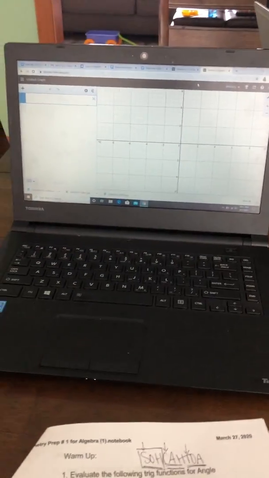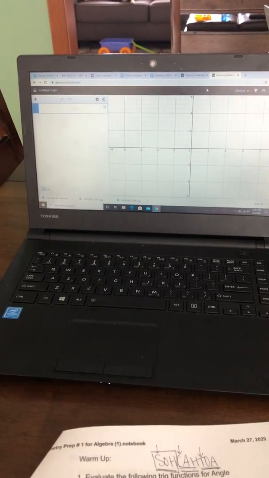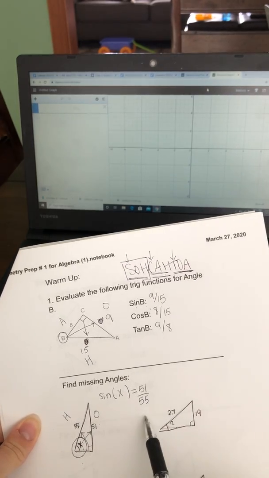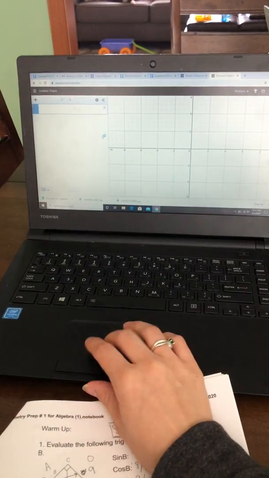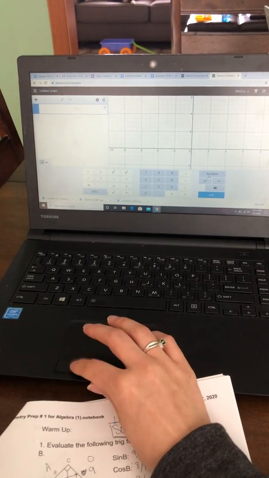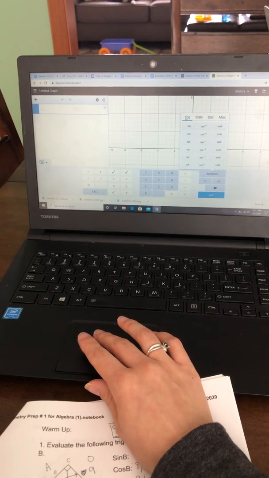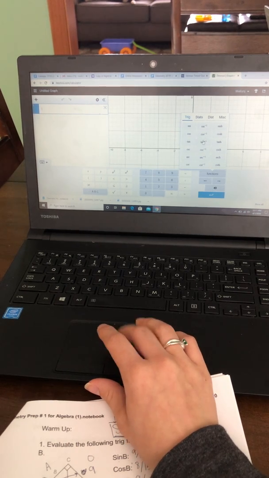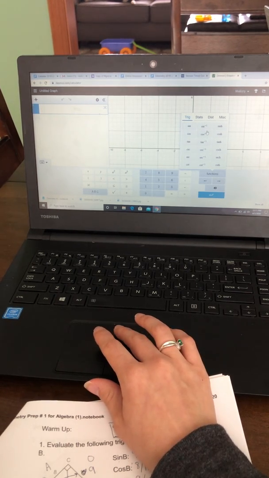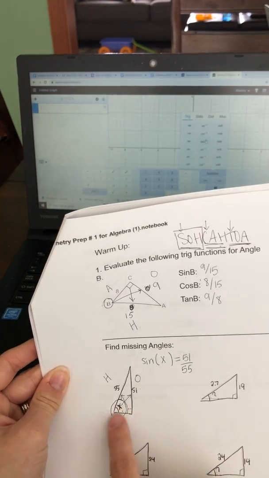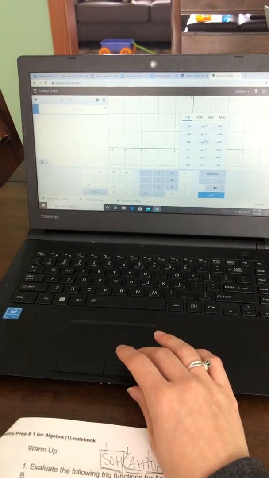I have Desmos pulled up here, and I'm looking at sine of 51 over 55. So to put this into Desmos, I'm going to pull up my keyboard down here. You want to go to the right for functions, and it's under trig. Now if you see under trig, it says sine, cosine, and tangent. And then to the right of that, it says sine, cosine, and tangent again, but they have these little negative ones on it. Because we're solving for a missing angle, I have to use the ones that have a -1.